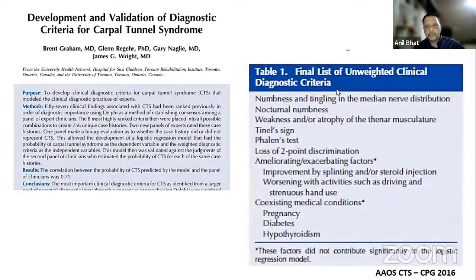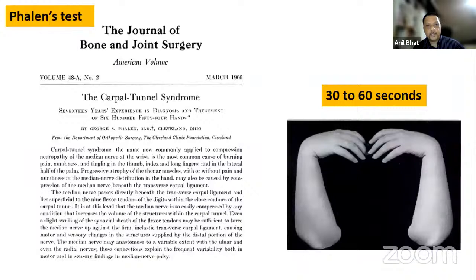And this is the final list they arrived at for the clinical diagnosis. This is clinical diagnostic criteria, remember, not investigations. So: numbness, nocturnal numbness, weakness or atrophy of thenar musculature, Tinel's and Phalen's, loss of 2PD, exacerbating factors, coexisting medical conditions. These are the ones they thought were very important, and they actually created almost 256 unique case histories based on these and checked whether they matched. And this is the final criteria they had.